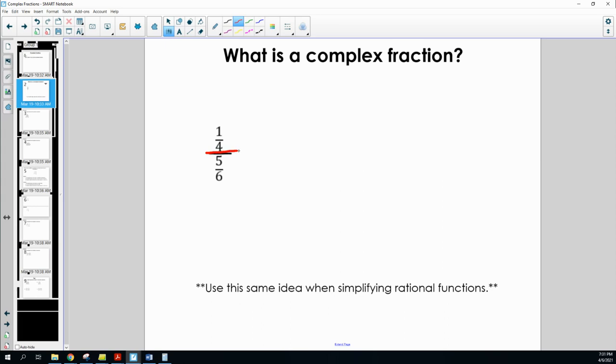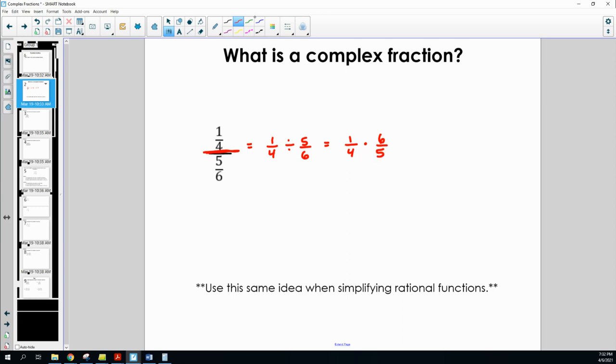So we have a fraction on the top and a fraction on the bottom. And this line here is our division bar. So we can rewrite this entire complex fraction as a regular division problem. So we can make this 1/4 divided by 5/6. And we know that when we're dividing fractions, we can stay switch flip and turn this into multiplication. So this would become 1/4 times 6/5.